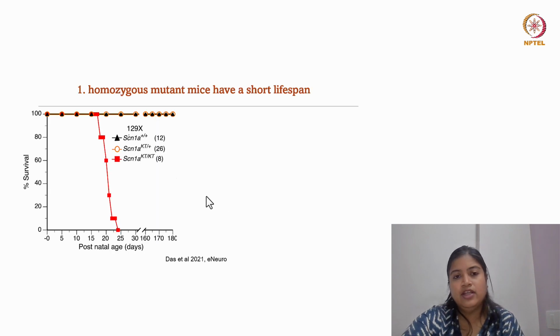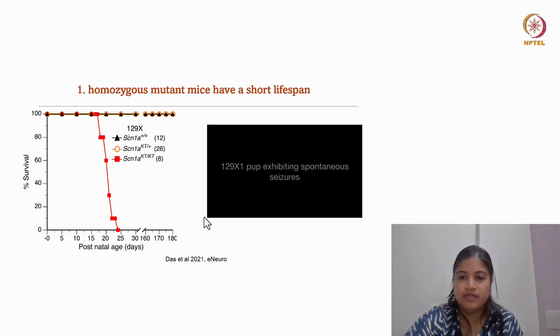We first found that the homozygous mutant mice have a very short lifespan. Here there is percentage survival on the y-axis and postnatal age of the mouse pups on the x-axis. We can see that the homozygous mice, shown here in red, tend to die by day 25, whereas heterozygous or wild type mice live up to 6 months of age. They live beyond that, but in this study they were monitored only up to 6 months.